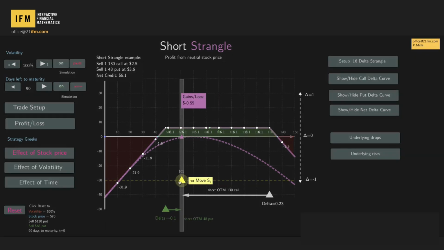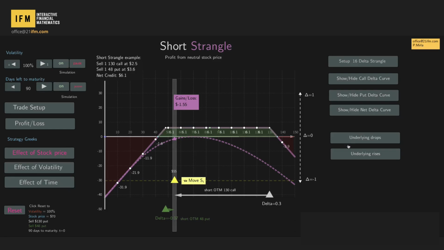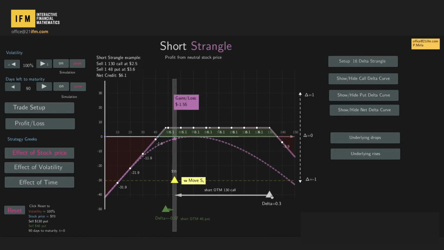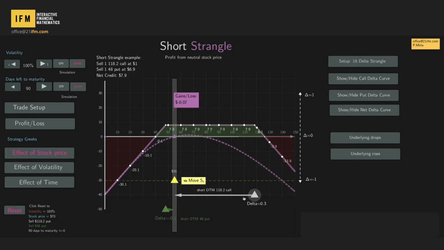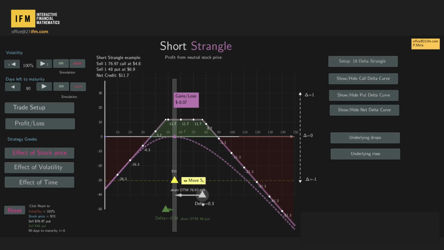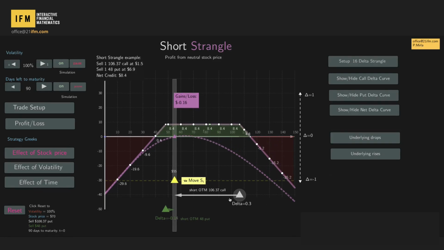The Reddit post suggests keeping a close watch on the position by monitoring the underlying asset's price movement and the option's delta values. If the stock price moves towards a strike, the post recommends adjusting the position of the untested strike closer to the stock price to potentially improve the position's risk-reward.